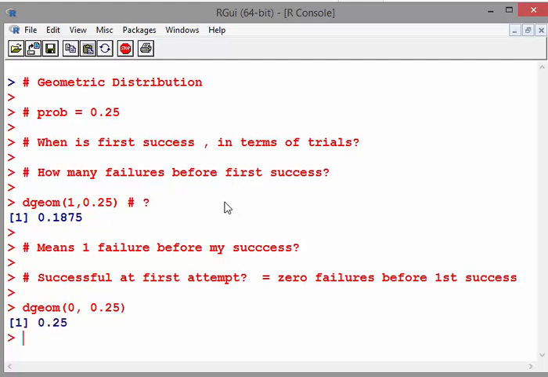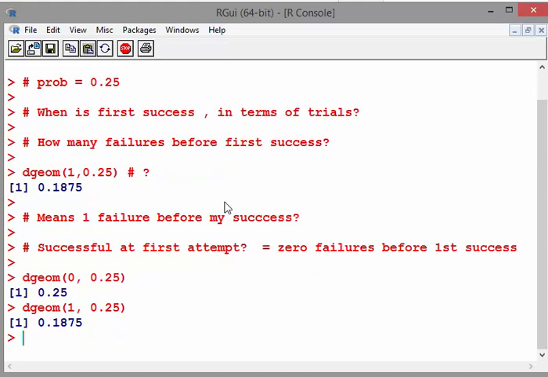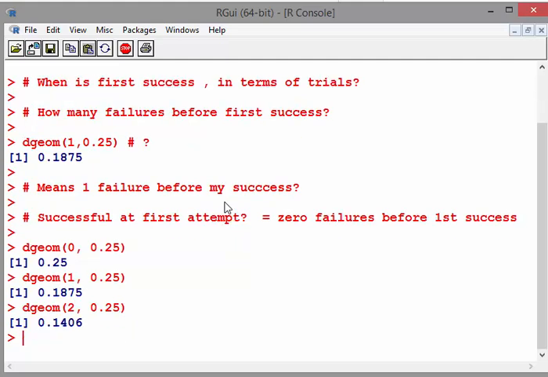In terms of what trial my first success is, the question is posed in a slightly different way, but that means my first success was at my first attempt: 0 failures before my first success. This is now my second attempt, which means there was 1 failure before my first success, and so on. You see the pattern going on down there. That's the most important thing you need to know about the geometric distribution with R, because apart from that, it gets fairly regular.